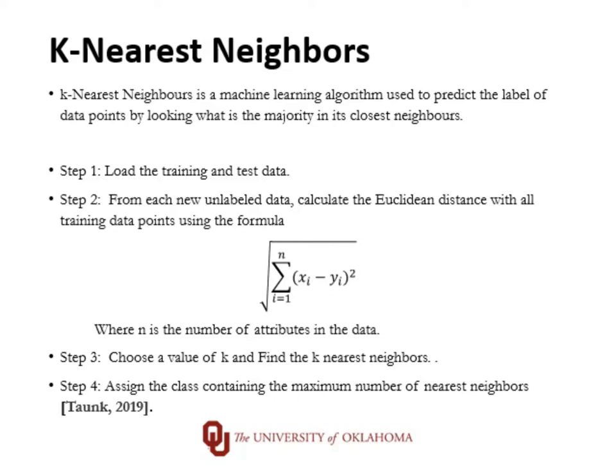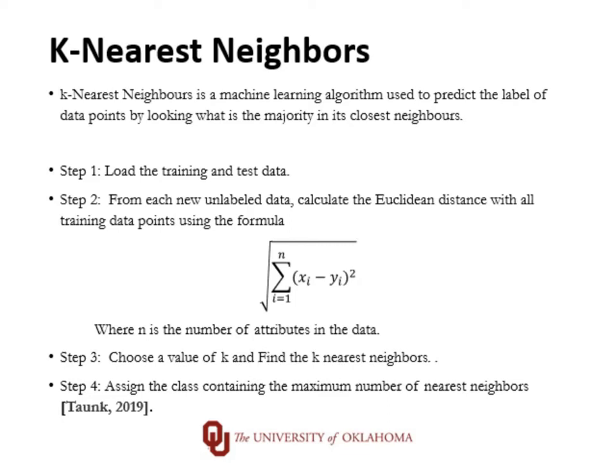K-nearest neighbor is one of the classification algorithms we have implemented in our project. K-nearest neighbors is a simple, easy to implement, supervised machine learning algorithm that can be used to solve the classification problem. The algorithm predicts the label of data points by just looking at the majority in its closest neighbors. For a data record T to be classified, its k nearest neighbors are retrieved and this forms the neighborhood for T. Majority voting among the data records in the neighborhood is usually used to decide the classification for T.